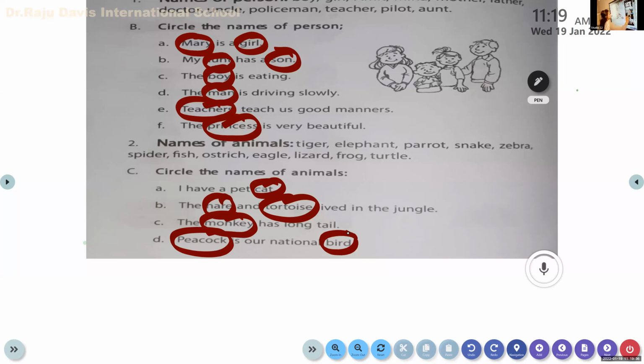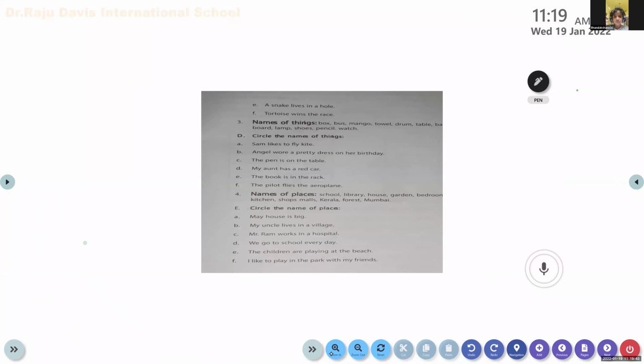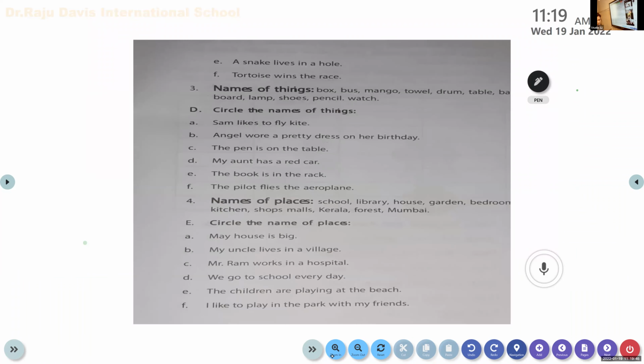Banu Lakshana, come on. Are you there, Banu Lakshana? Yes, do the next exercise, my dear. Yes, others, mute it. Banu Lakshana is not there. Read the question. E, turn to page number 19 and read the question. E, a snake. Read.